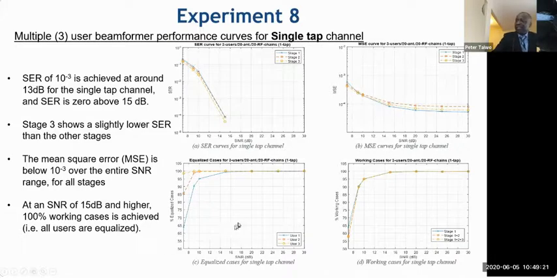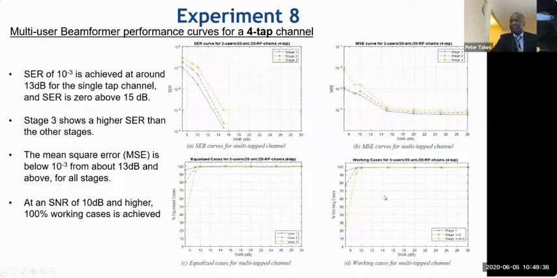At an SNR of 15 dB and higher, we have 100% working cases. That is the case where all users are equalized. This is going to be significant when we compare with the multi-tap channel, which we'll see in the next slide. For a 4-tap channel, we have similar results between the SCR and the MSE, and we found that we have 100% working cases, where all our users are equalized, at a much lower SNR than that of the single tap, which is 10 dB here.